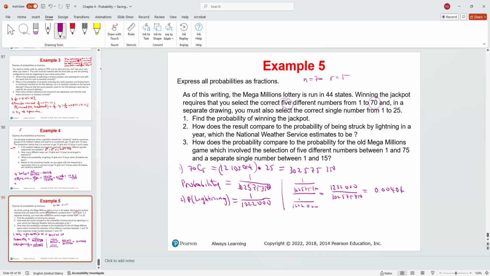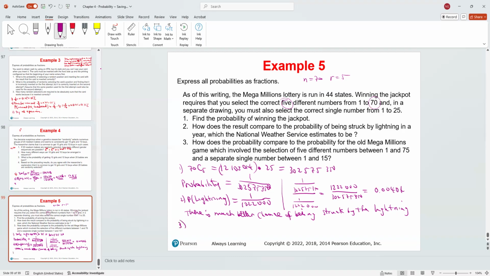So you are very far. It's much more likely to be struck by lightning. There is a much better chance of being struck by lightning, because look, 1 out of 300 million versus 1 out of 1 million. So you have a better chance of getting struck by lightning.